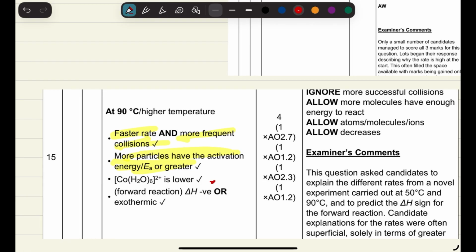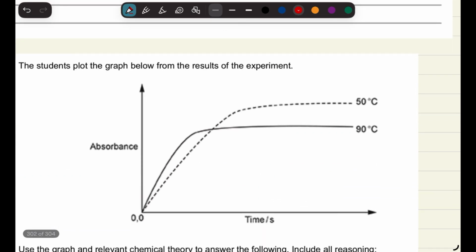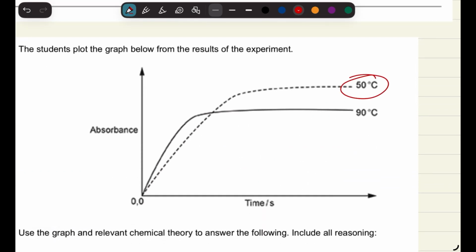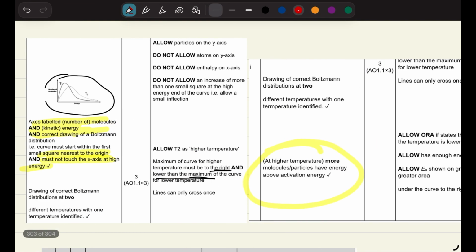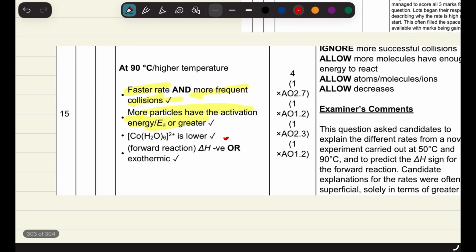Why is it exothermic? Well, if we go back to the graphs, you can see here that at 50 degrees we're forming more product, or the absorbance is higher. At 90 you're forming less. So that tells you when you increase the temperature, the equilibrium is probably shifted to the left, which would mean that your reaction is exothermic. Equilibrium we're going to cover in a video quite soon.